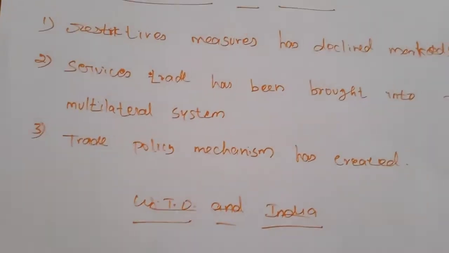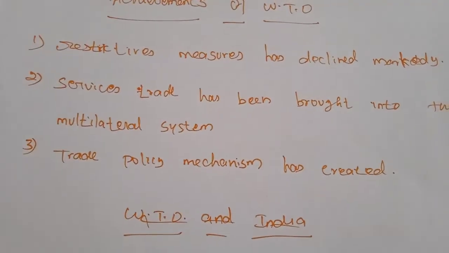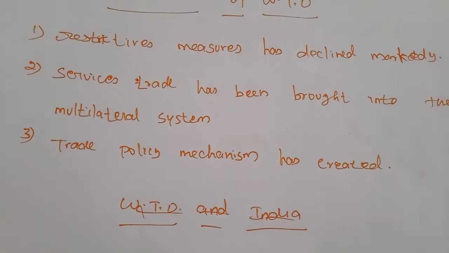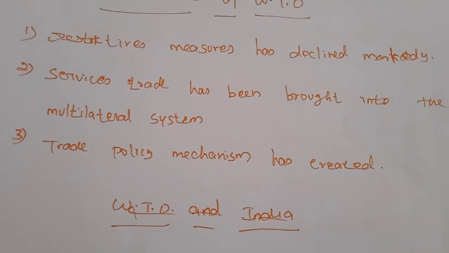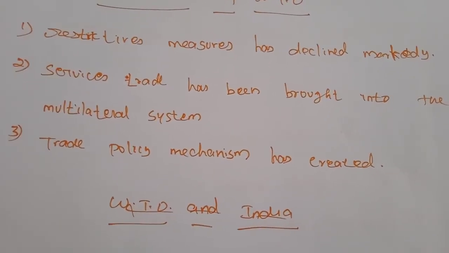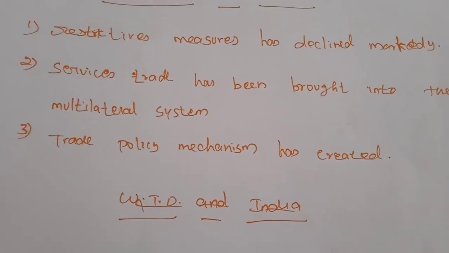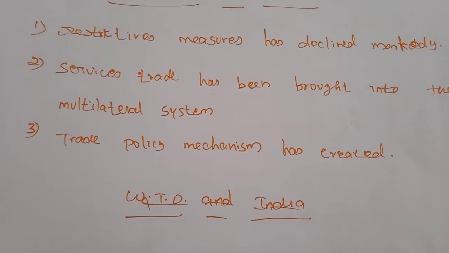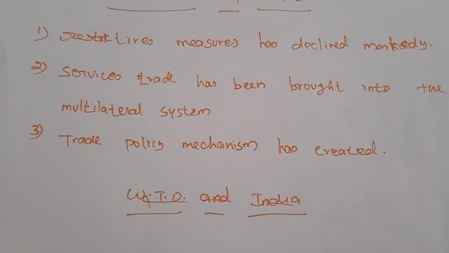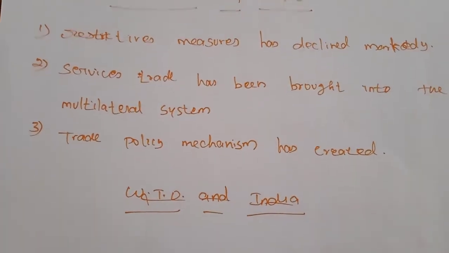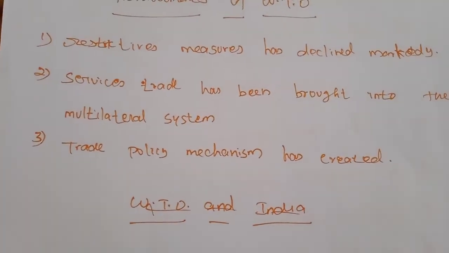First of all, balance of payment problems were abundant and many. But by using the restrictive measures made by the World Trade Organization, all the balance of payment problems have declined markedly. After that, all the nations have a favorable balance of payment. There is no problem maintaining the balance of payment.